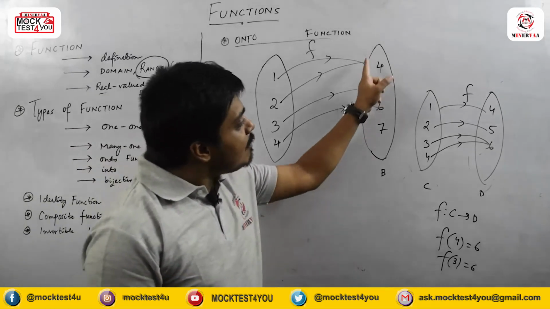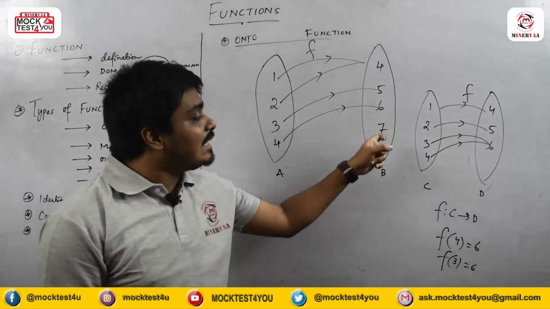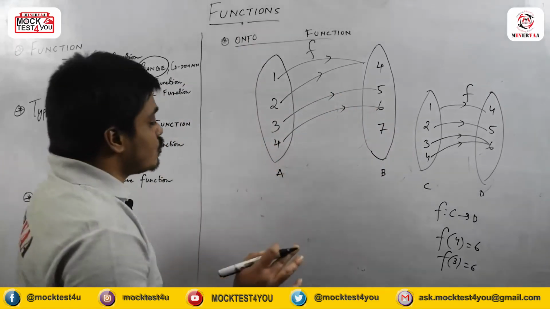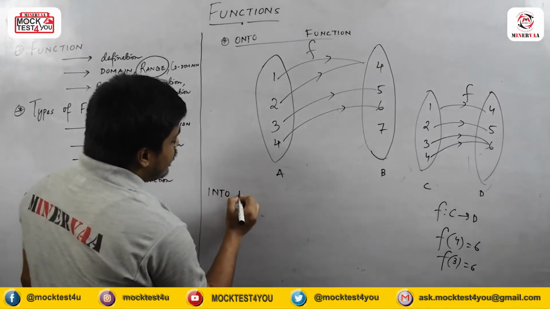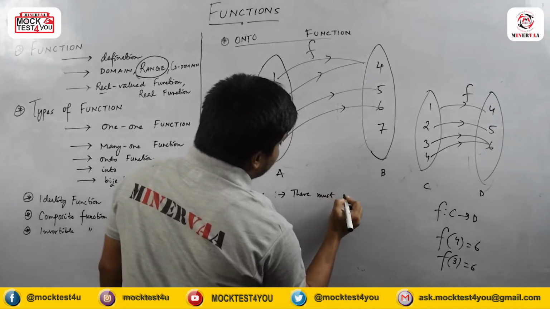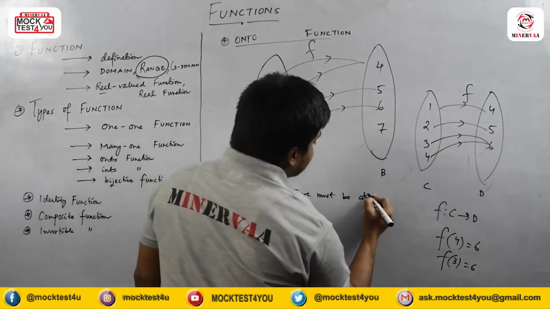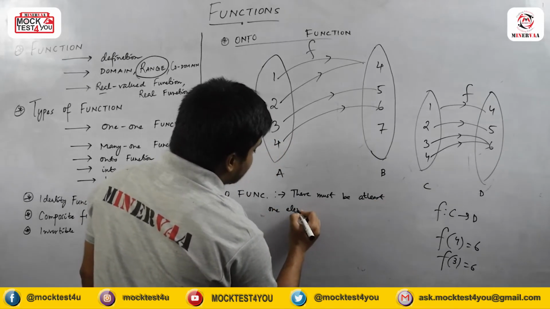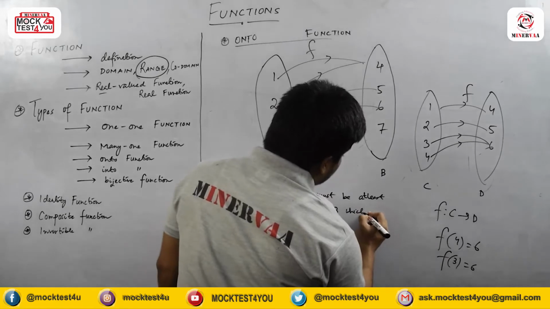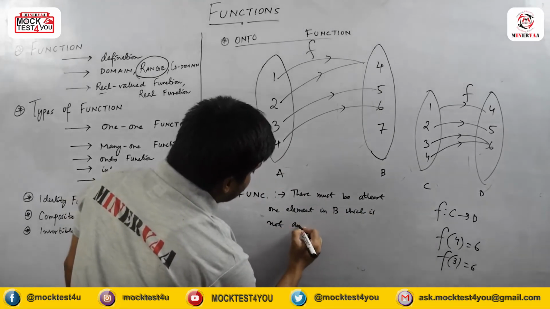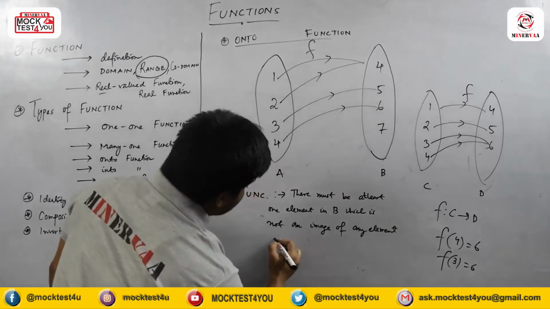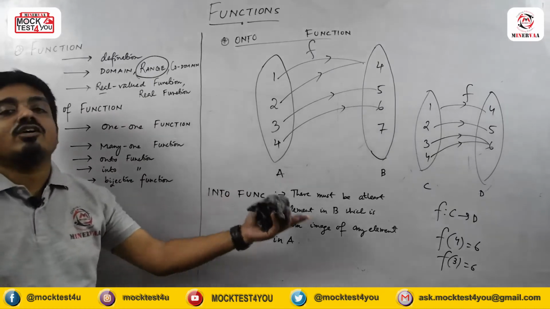So, what is the criteria? There must be at least one element in B which is not an image of any element in A. So write down for into function: there must be at least one element in B which is not an image of any element in A. So that makes it into function.